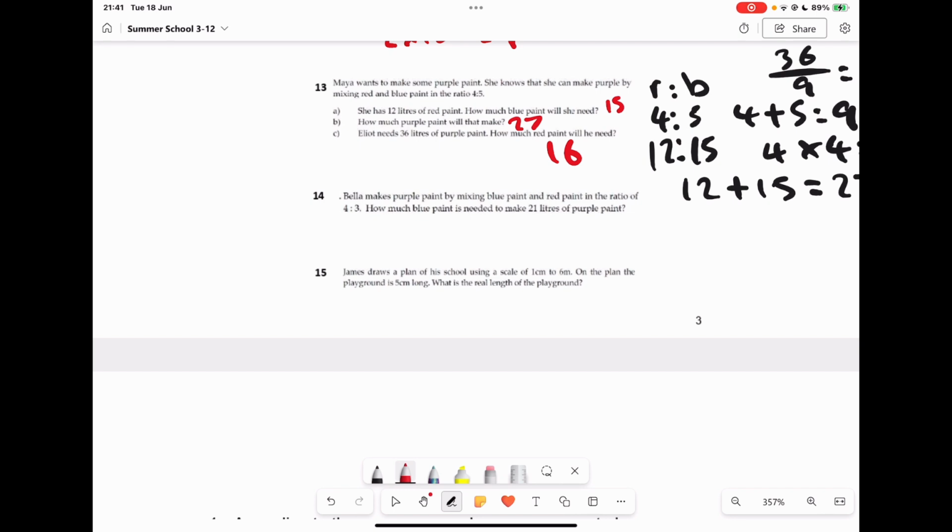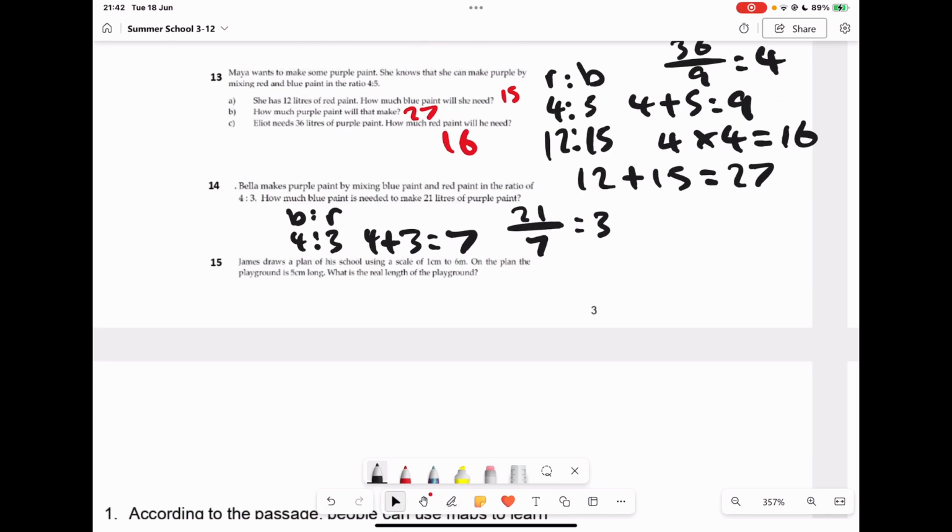14. Bella makes purple paint by mixing blue paint and red paint in the ratio of 4 to 3. How much blue paint is needed to make 21 litres of purple paint? Okay, so what we do with this one is we know the ratio of blue to red is 4 to 3, and 4 plus 3 is 7. 21 over 7 equals 3. So because it's asking for blue paint, we do 3 times 4, which is equal to 12. And then 12 will be our answer for 14.